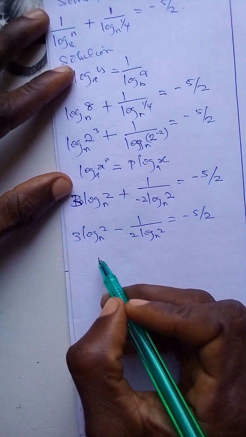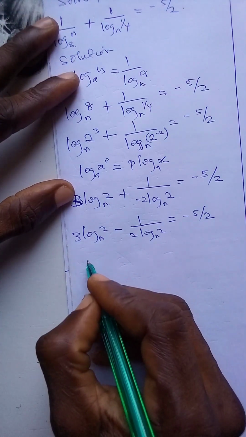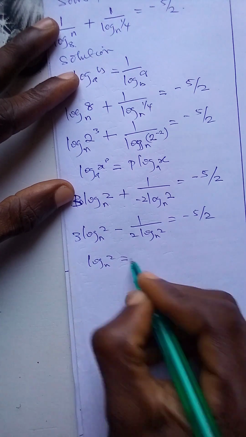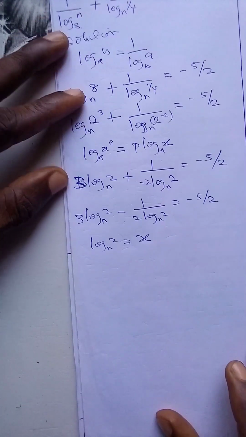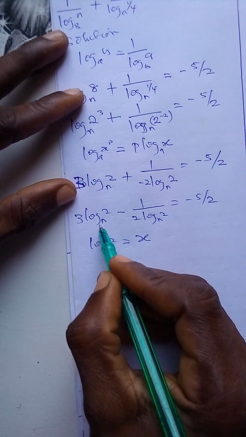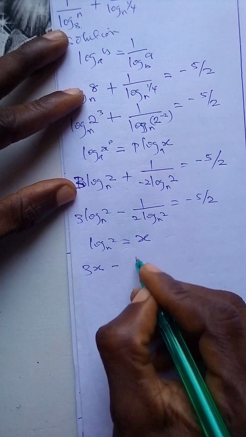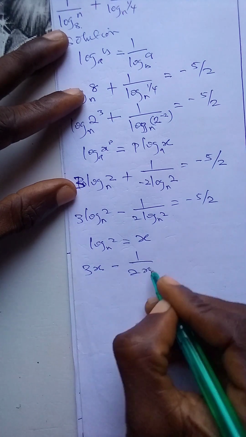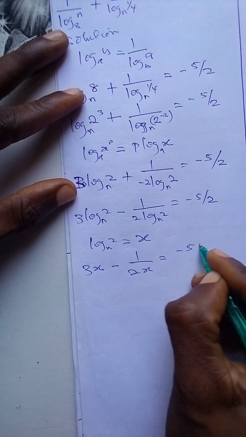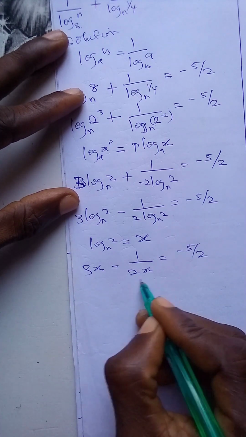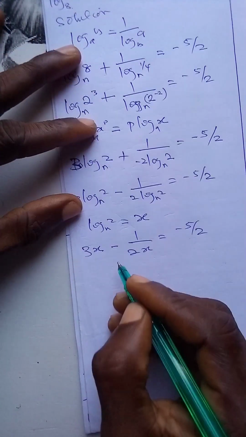Now, let us make one crucial substitution. We will assume that log to base n of 2 is equal to x. Then put in x where we see log to base n of 2. Here is 3x minus 1 over 2x is equal to minus 5 over 2. If I multiply through by the denominator here, which is 2x, I will have a quadratic equation.